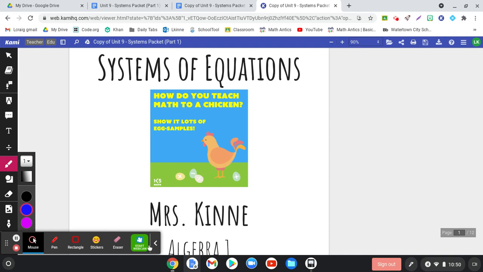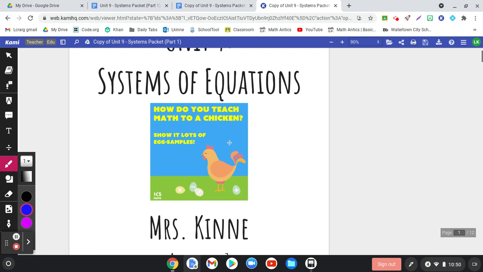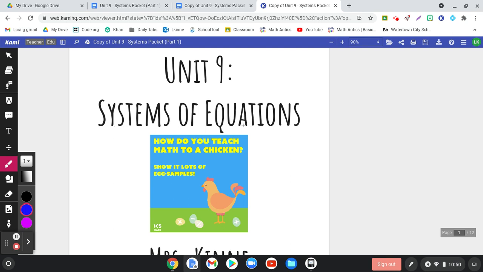Hi, everybody. Today we're going to look at our first lesson in our very last unit for the year. So that's exciting. This unit's all about systems of equations.